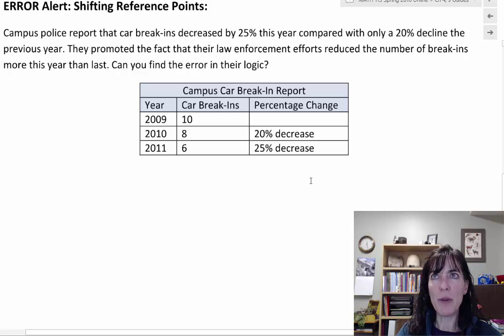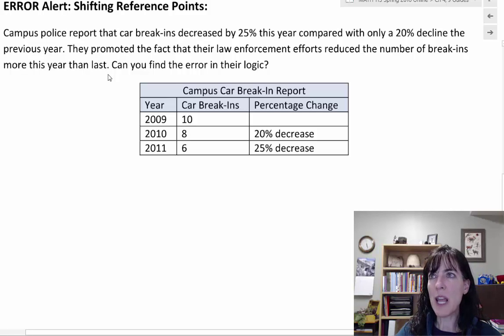Another error that you might run into is shifting reference points, and here's an example of that. Campus police report that car break-ins decreased by 25% this year compared with only a 20% decline in the previous year. They promoted the fact that their law enforcement efforts reduced the number of break-ins more this year than last year. And is there an error in their logic?